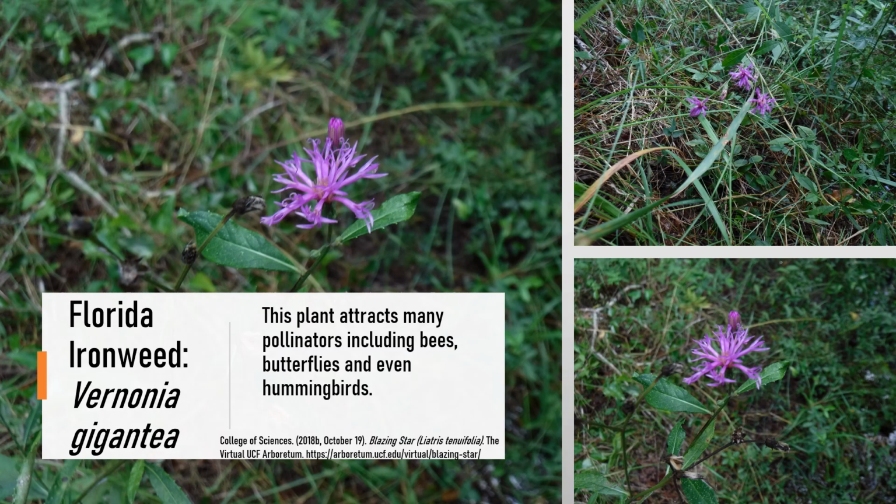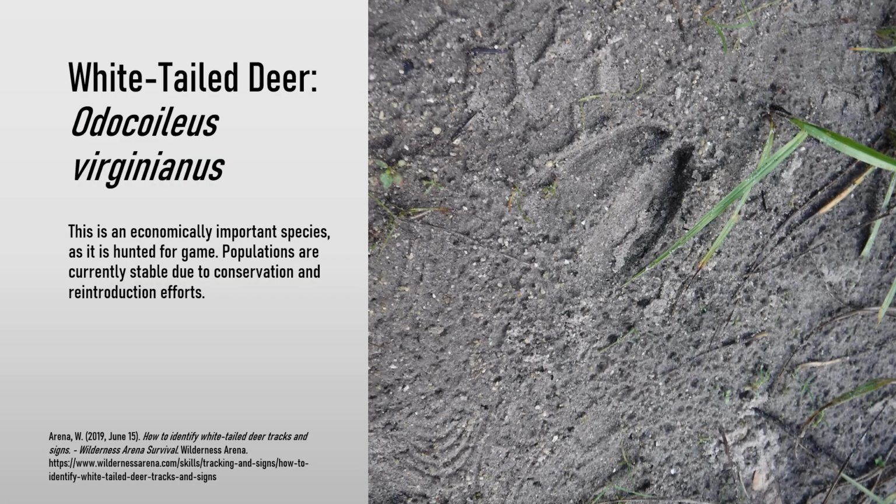Next I have Florida ironweed, or Vernonia gigantea. This plant attracts many pollinators, including bees, butterflies, and even hummingbirds. Moving on to my animal species, I have the white-tailed deer track, or Odocoileus virginianus. This is an economically important species as it is hunted for game. Populations are currently stable due to conservation and reintroduction efforts.